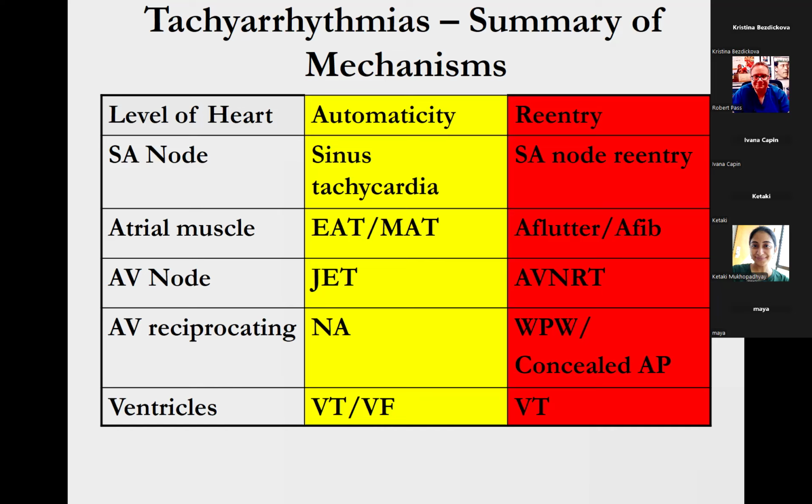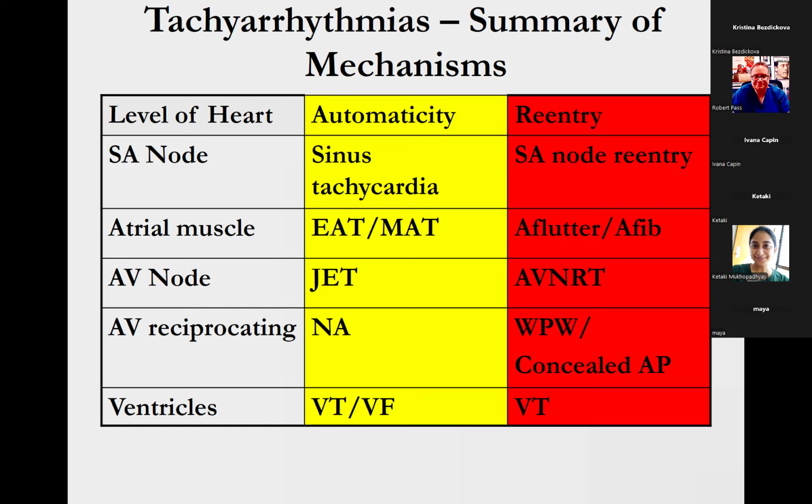And then finally, at the level of the ventricles, both automatic and reentrant arrhythmias can affect the ventricle. When we think about reentry in the ventricle, we're mostly thinking about post-MI VT, which is a common problem in the adult world that can be treated in part with ablation. We don't see that so much in children, thankfully.